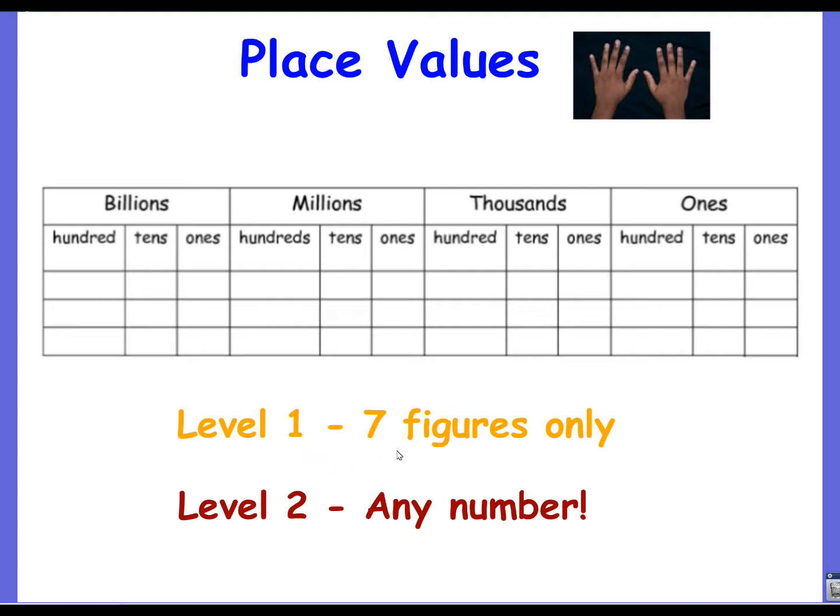At level one, you'll be expected to know and understand numbers with seven figures. So when we look at a number on here, seven figures is a number like 3 million. Now, from before, do you notice how important these zeros are? They're holding this three in place to make it 3 million. So all these zeros here are what we call placeholders. So zero is a very important number as a placeholder. So for level two, you need to understand that six with nine zeros is 6 billion.